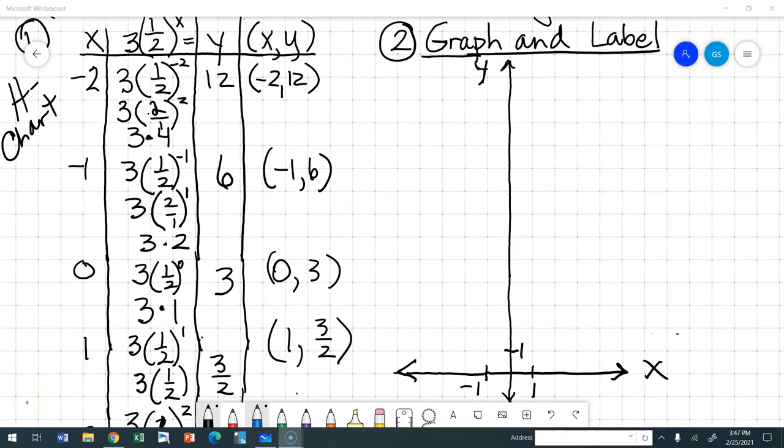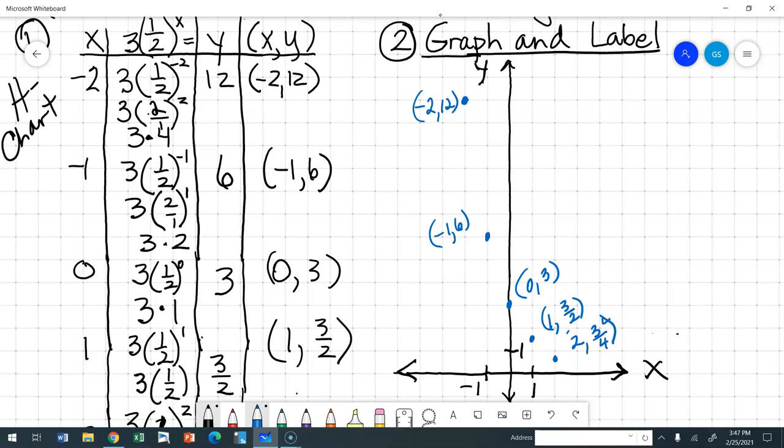Okay, let's go ahead and plot these points. So our first ordered pair is negative 2, 12. So 1, 2, 3, 4, 5, 6, 7, 8, 9, 10, 11, 12. And so my first point goes right there. Negative 1, 6, 1, 2, 3, 4, 5, 6. Notice we label our points 0, 3, 1, 3/2, and 3/2 would be 1 and 1/2. And 2, 3/4.